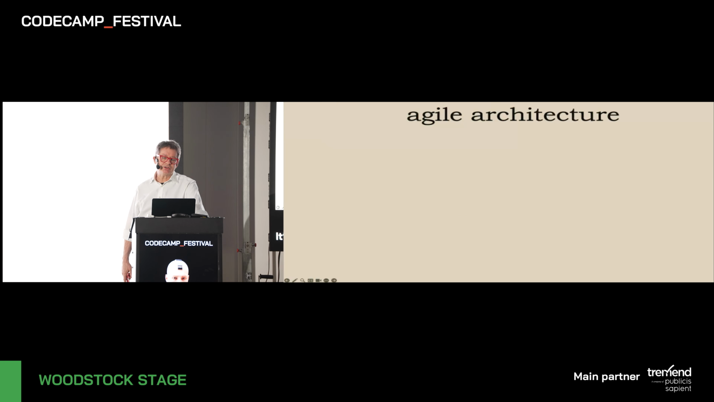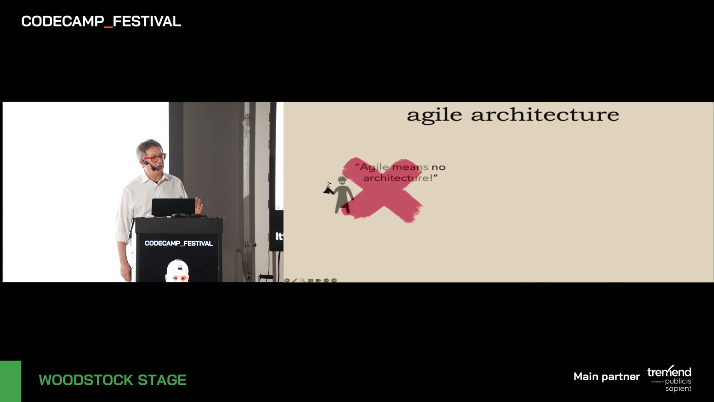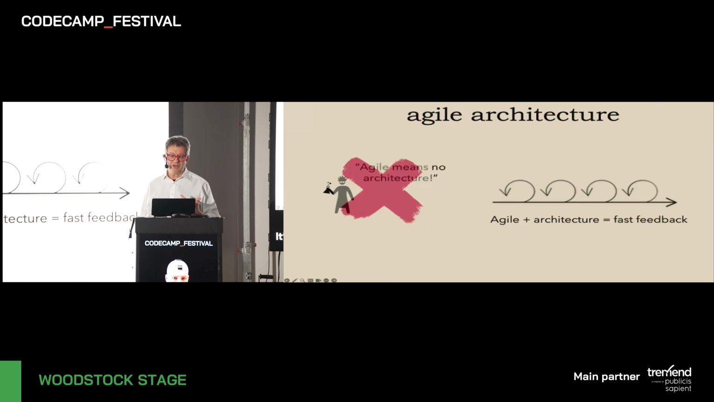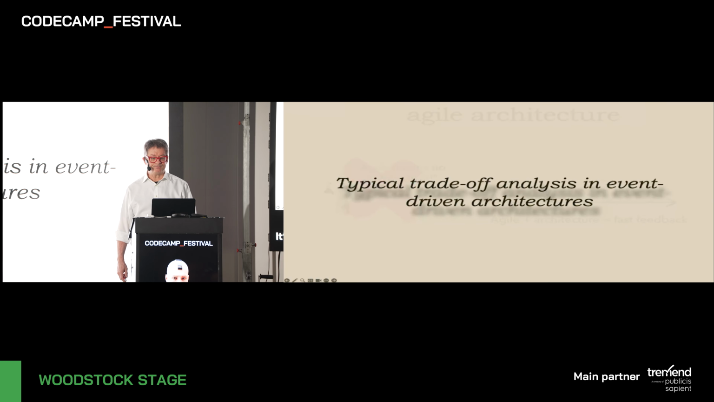This is the response to, well, Agile means no architecture. That's not true. There's not a lot of wasted upfront planning, but what this really means for architecture is the ability to do fast trade-off analysis. That's the real key in Agile architectures, is getting fast feedback loops for the analyses that you have to do. So let's talk a little bit about that.